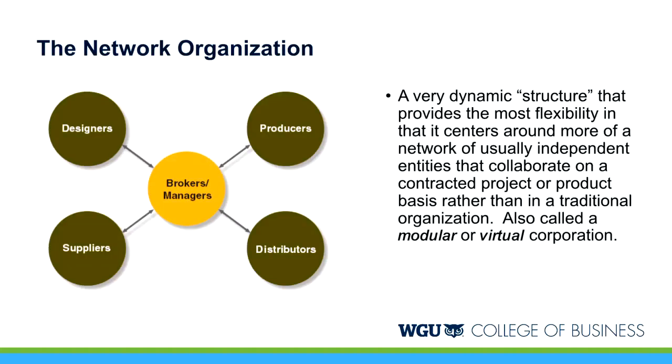So network organization, another very important one. Chapter 8 again. Hub and spoke, you can explain this many different ways. It's also called modular, virtual, many different names. It's a network. It's a dynamic structure, provides a lot of flexibility, and it centers around a network, usually independent entities that collaborate on a contracted, outsourced, project basis, product basis, rather than a traditional organization.